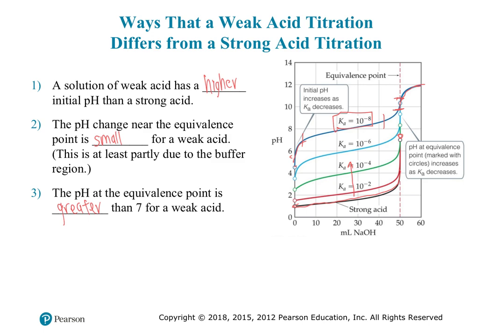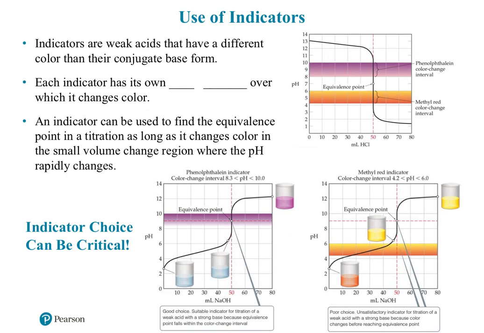So the pH of a strong acid equivalence point will be 7. Everything that's weaker is going to be higher. So we can use indicators to help us know when we've hit our equivalence point. Indicators are weak acids, and they have a different color depending on if they have their acidic form or their basic form. So each indicator has its own pH range where it will change color.